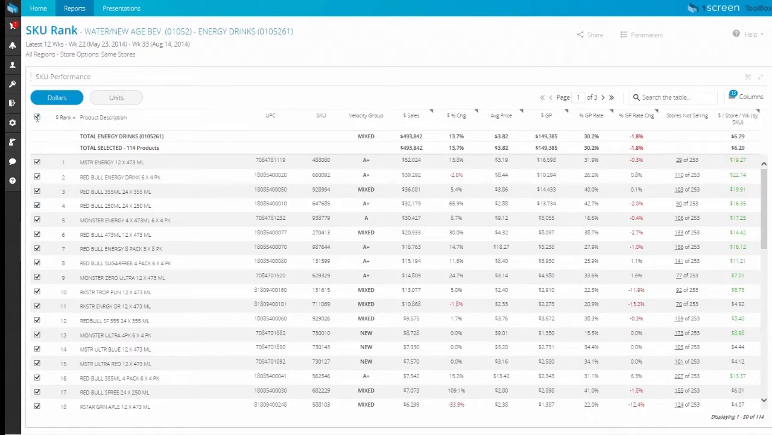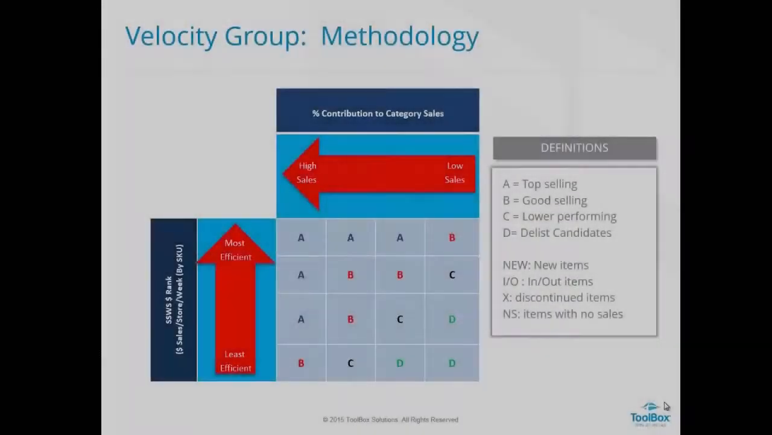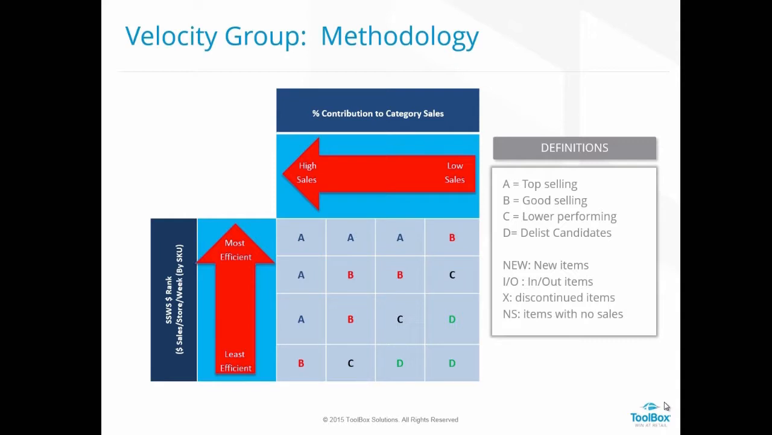In the SKU rank, we can see which items are classified as A, B, C, D. Let's take a closer look at what this means. Velocity groups communicate the value a SKU provides to the category. It is loosely based off of the 80-20 rule. Often, 20% of SKUs account for 80% of category sales. The issue with the 80-20 rule is that there are lots of items that are efficient, doing well where they are, but due to factors such as low distribution, they won't make it to the top 20% of items.